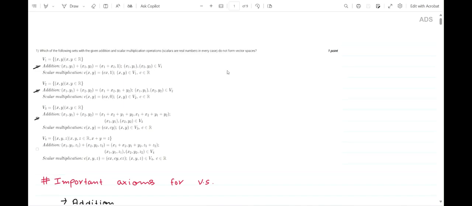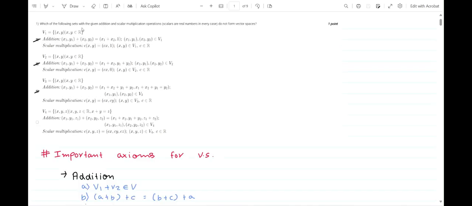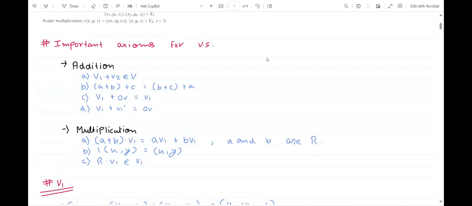First question, which basically says: which of the following sets with a given addition and scalar multiplication operation do not form a vector space. Before looking at the given vector sets in this question, first let us see some important axioms that are required for a vector space.